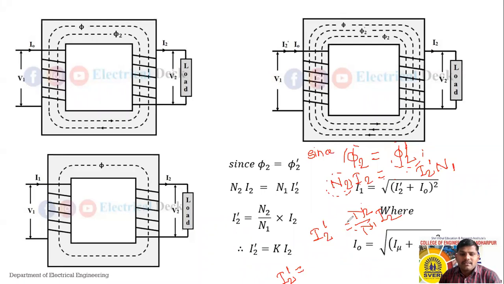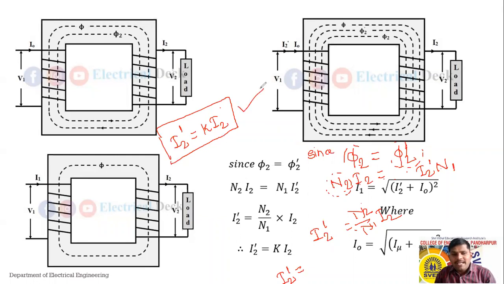N2 divided by N1 is nothing but the transformation ratio K, no? So the equation becomes I2 dash, that means the additional amount of current taken from the primary, equals K times I2. This equation is important while solving a problem. I2 dash equals K I2.